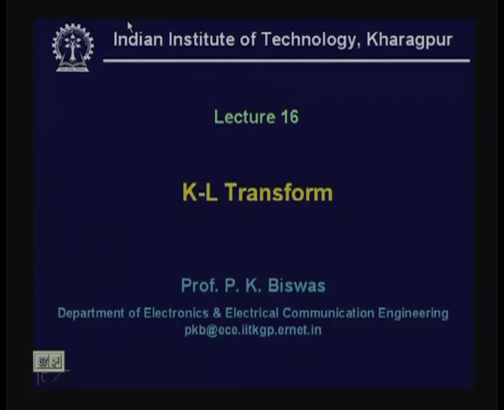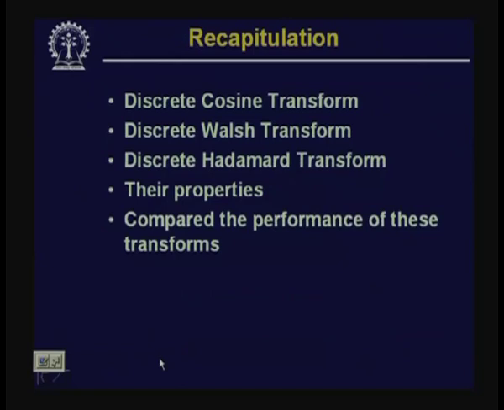This is on digital image processing. For the last few classes, we were discussing image transformations. We have talked about the unitary transformation, the Fourier transformation, and in the last class, the discrete cosine transform. We have seen the discrete Walsh transform and the discrete Hadamard transform. We have seen their properties and compared the performance of these transformation operations.